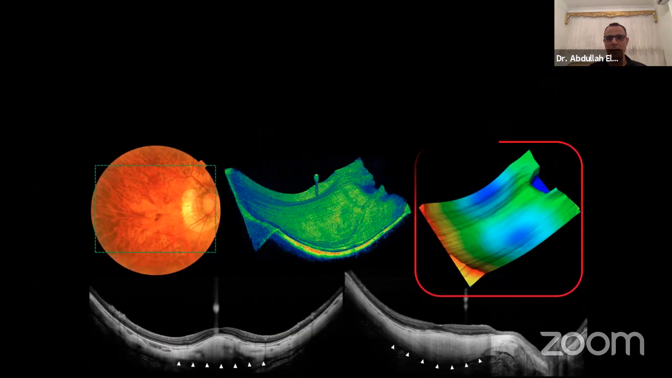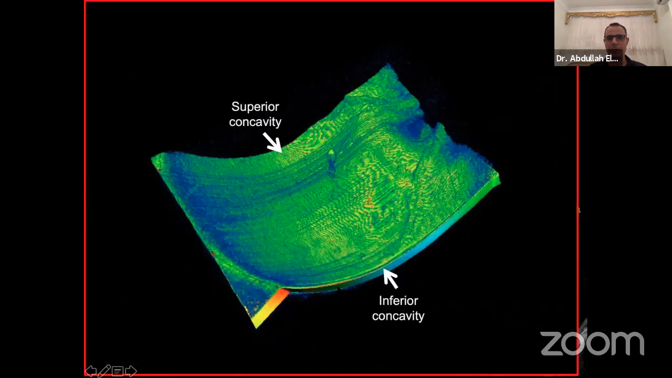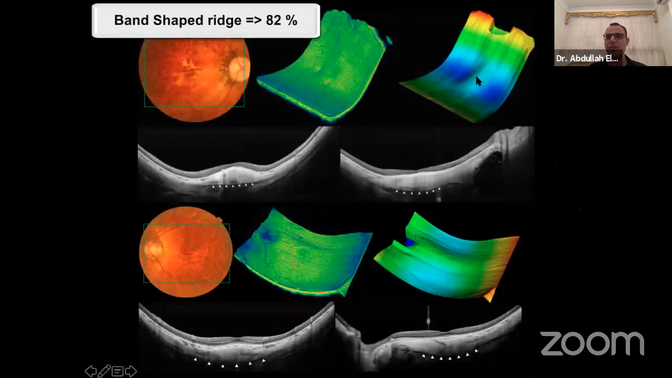In this patient, you can see the bulge is very prominent. You can see a very big bulge here in that patient. And this bulge, interestingly, increases over time.